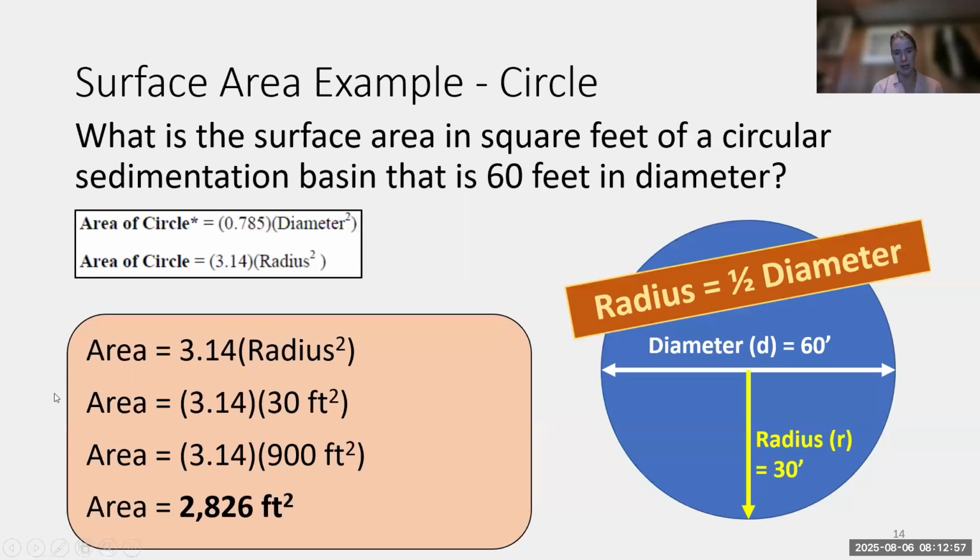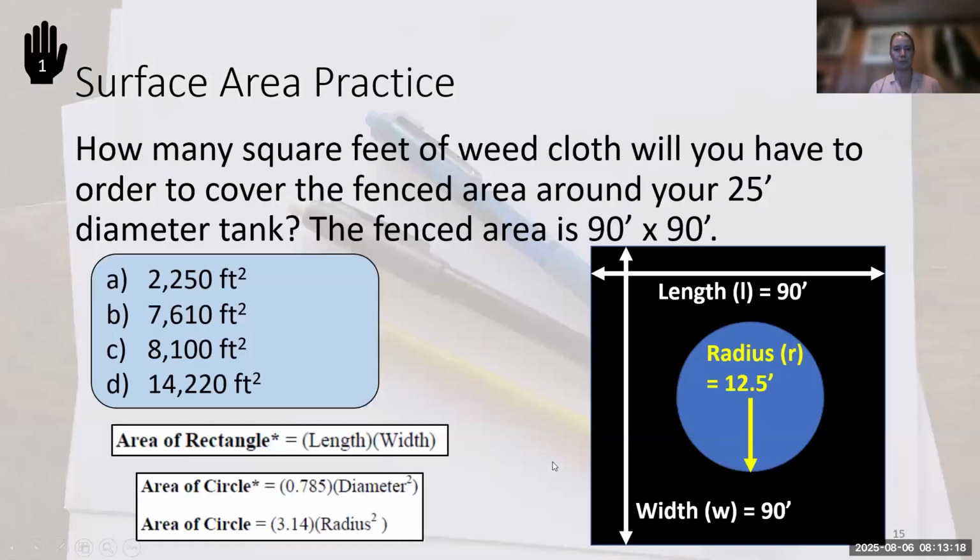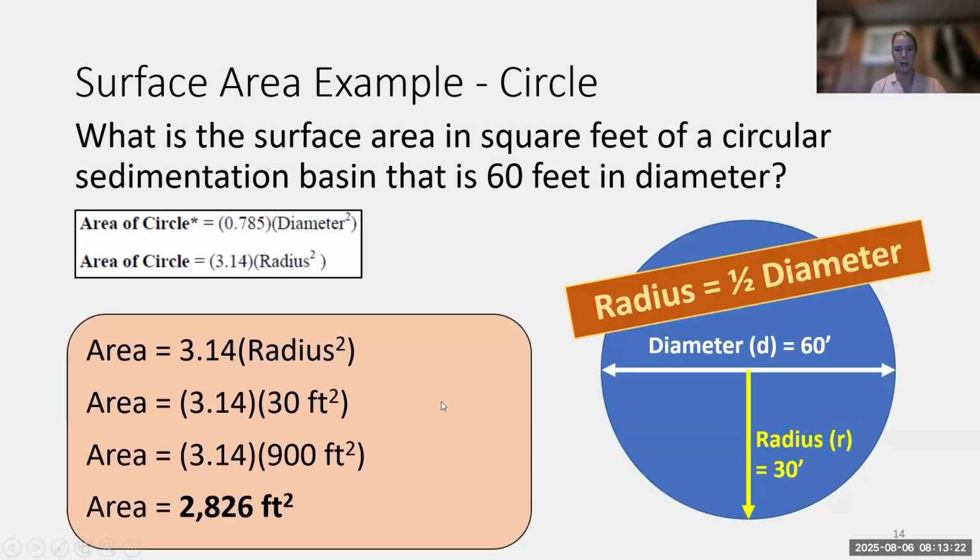2,826 feet squared. So that's also correct because we know that we're trying to calculate area, so we're going to expect to end up with feet squared. We're working with feet, and that tells us that we're on the right track with keeping up with our units during those calculations. So let me know, does anybody have any questions at this point about any of those calculations?